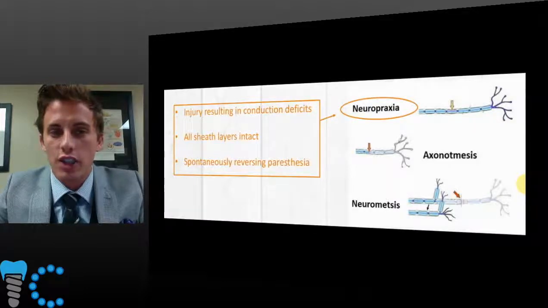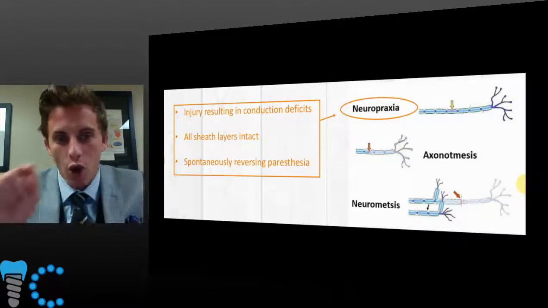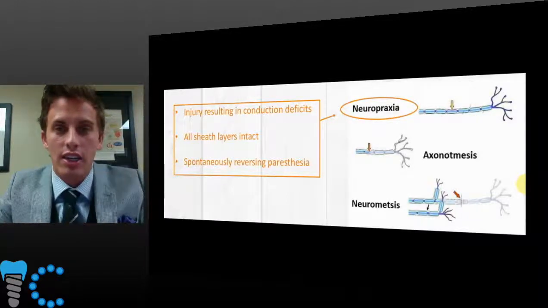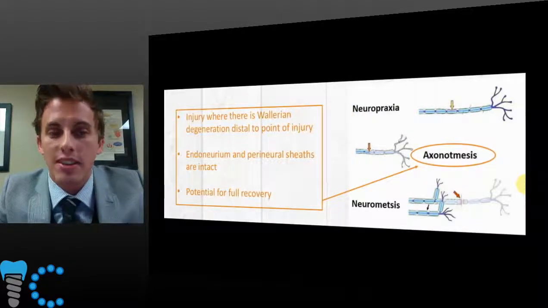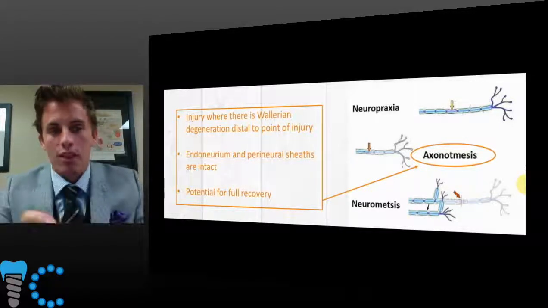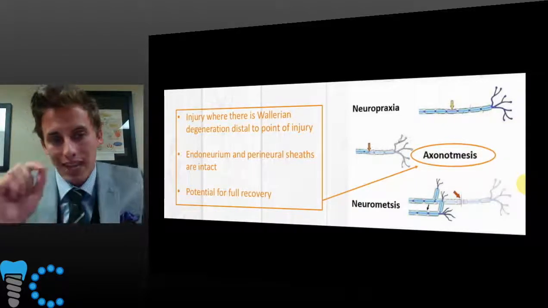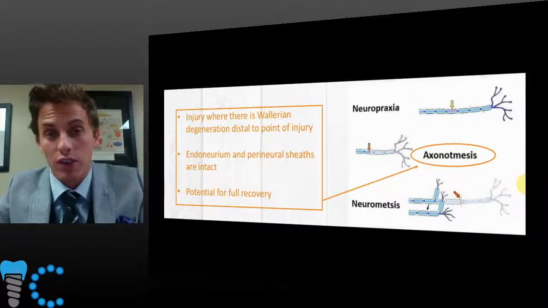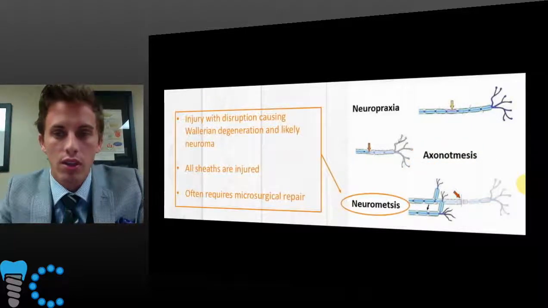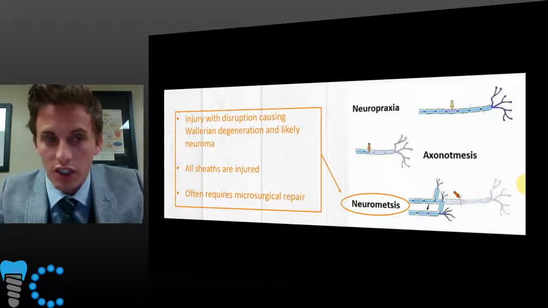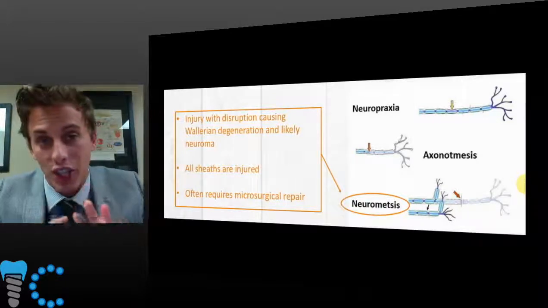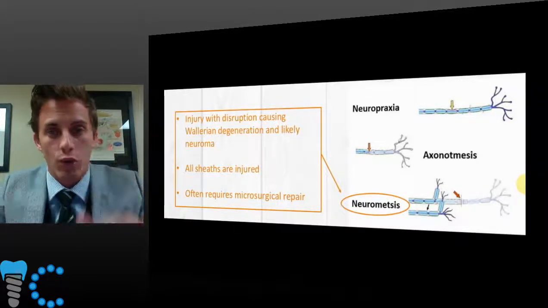Neurapraxia: you actually have injury to the conduction deficit, but all three of those layers are still intact and you can have spontaneous healing. Axonotmesis is where you actually have injury to the epineurium, but the endoneurium and the perineurium sheaths are still intact and you do still have potential for full recovery. Neurotmesis, this is the worst. Neurotmesis means that you've actually caused disruption of all three sheaths, and this is where microsurgical repair comes into play.